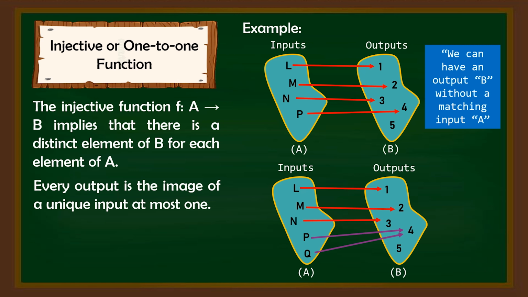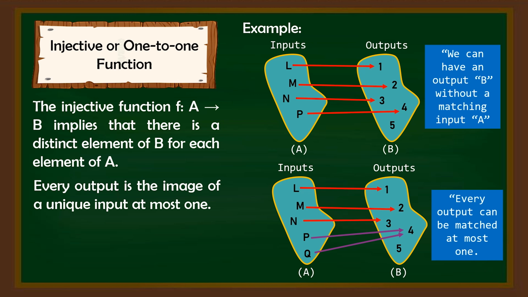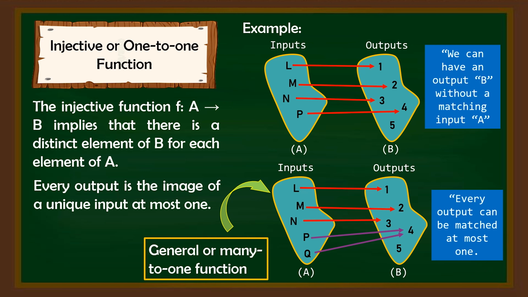In this case, this is still a function but not an injective function because 4 is paired twice with the input. Remember, every output can be matched at most once. As I said, this is still a function, particularly a general or many-to-one function.